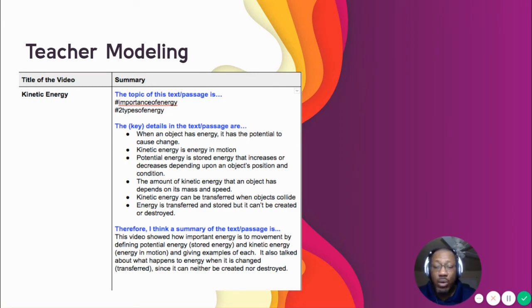This video showed how important energy is to movement by defining potential energy, which is stored energy, and kinetic energy, which is energy in motion, and giving examples of each. It also talked about what happens to energy when it's changed or transferred, since it can neither be created nor destroyed.